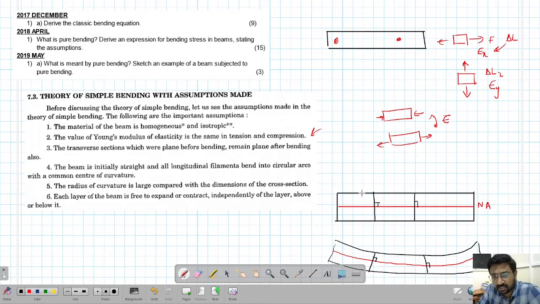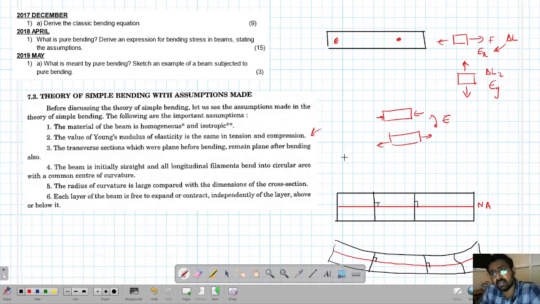What they're telling is this section will not become like this. It will not become like this. So whatever is plane will remain plane after bending also. That is the meaning of that. This is an assumption. For small bending, this assumption is very much valid, and we use it for the bending equation.